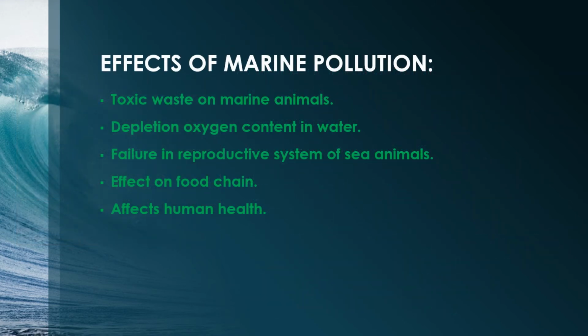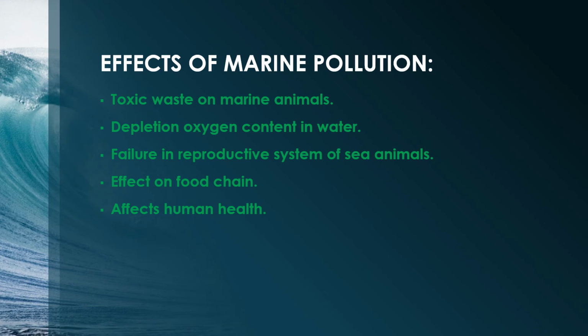Effects of marine pollution. Point number 1. Toxic waste on marine animals. The oil spill is dangerous to marine life in several ways. The oil spilled in the ocean could get on the gills and feathers of marine animals, which makes it difficult for them to move or fly properly or feed their children. The long-term effect on marine life can include cancer, failure in the reproductive system, behavioral changes, and even death.